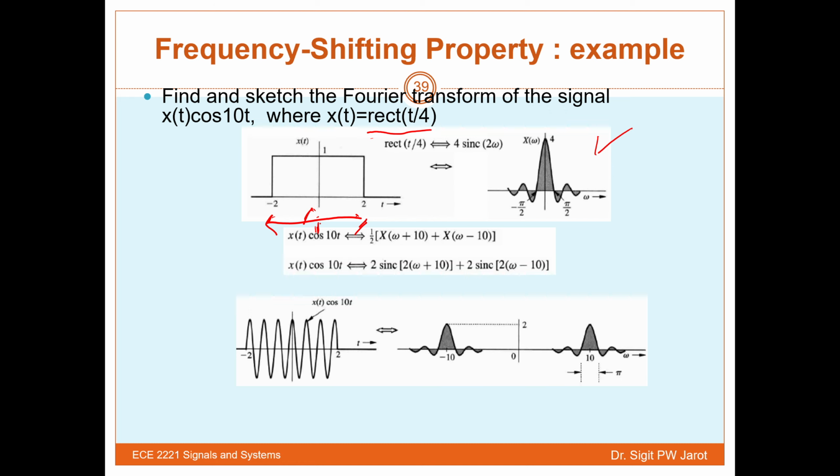But the problem is it has this cos 10t multiplication. If we want to convert this one, the frequency will be shifted, even though it is already transformed into a sinc function in omega, but shifted by 10 and minus 10. How to do that? You shift this function by 10 and this one also by 10. So this is the result of a rectangular multiplied by cos 10t. So we consider it shifted.